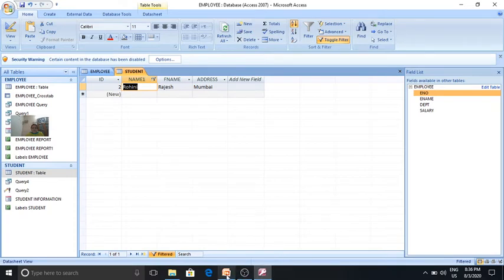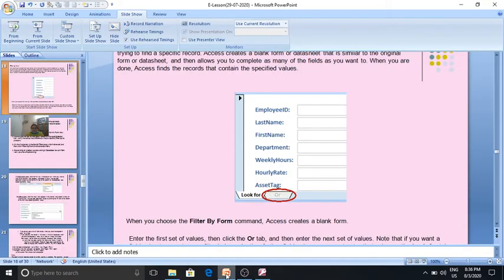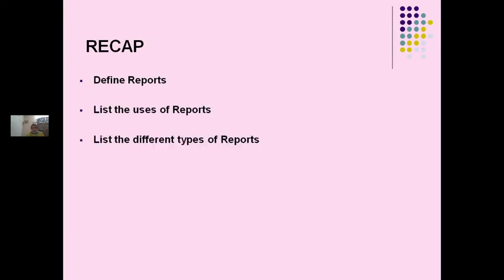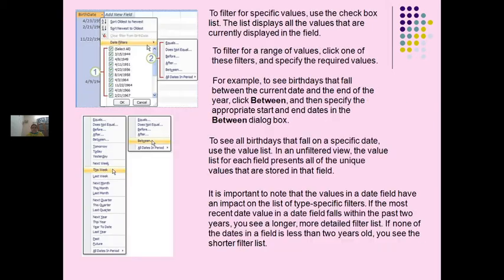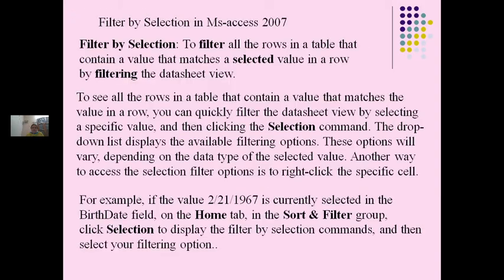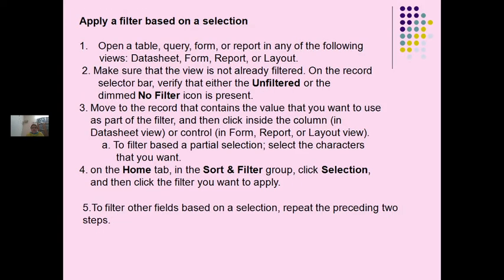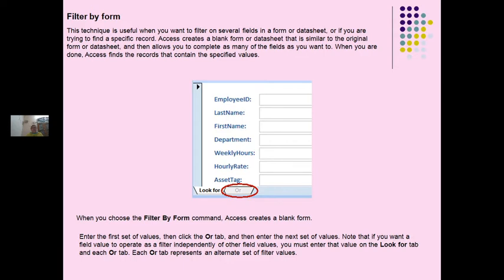Now let us move to the PowerPoint presentation slides. Let us go to the PPT and see the next type of filter, which is filter by form. This technique is useful when you want to filter on several fields in a form or datasheet, or if you are trying to find a specific record.